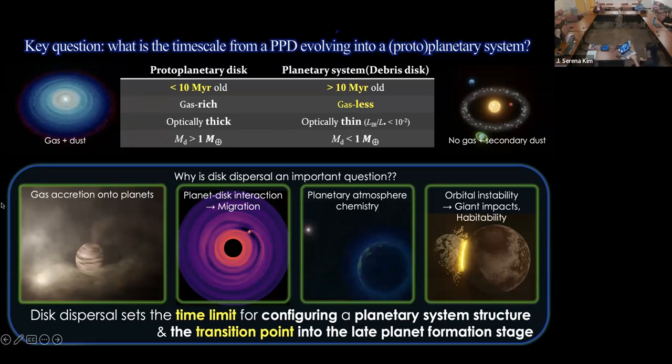So I present the motivation to study the disk dispersal. For example, gas accretion onto planets and migration are only possible when the disk is present. And planetary atmosphere chemistry and orbital instabilities are different before and after disk dispersal. So overall, disk dispersal sets the time limits for configuring a planetary system structure and the transition point into the late planet formation stage. So disk dispersal is an important problem overall for the planet formation scenario.